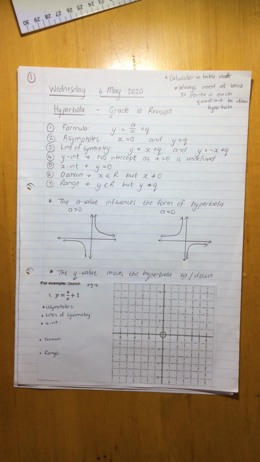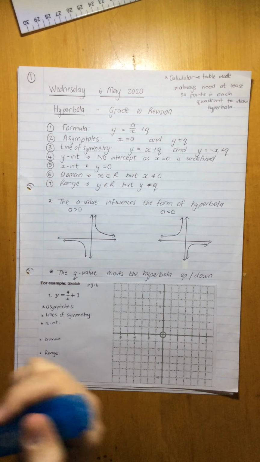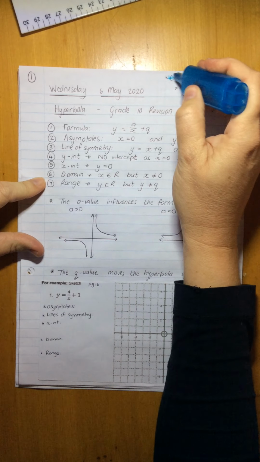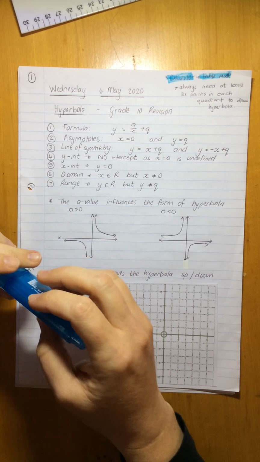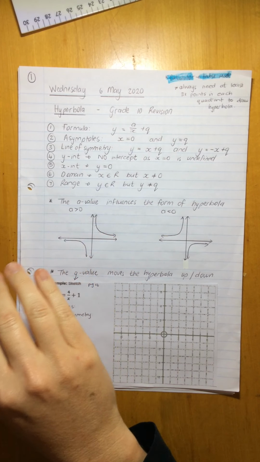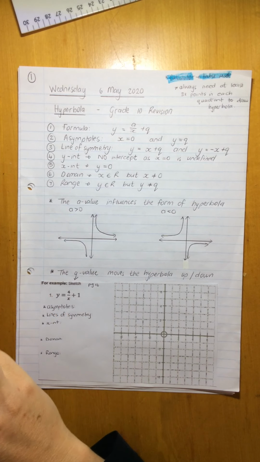Good morning, grade 11s. Today is Wednesday, the 6th of May, and we are continuing with functions. Just a gentle reminder to you, please remember that you're going to use your calculator in table mode, and you need at least 3 points to draw any function on either side.